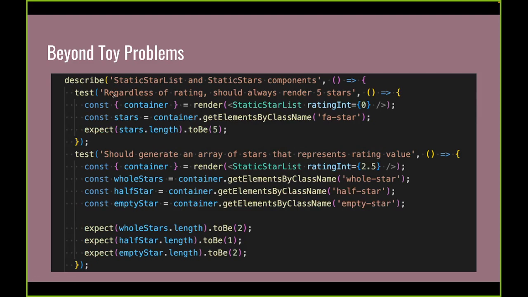And you want to test, regardless of the rating, we should always have 5 stars on the screen. Whether there's a rating or not, they might all be empty. So in a container, you can render a static star list of these 5 stars that have a rating of 0 to this container. From that container, you can get an array of all the elements of the class name FontAwesomeStar, and then you expect that length of the array to be 5.